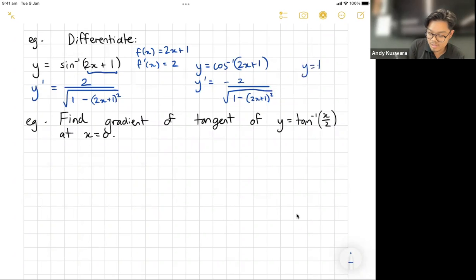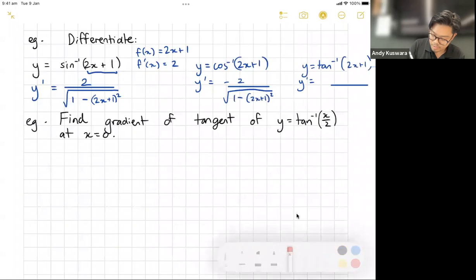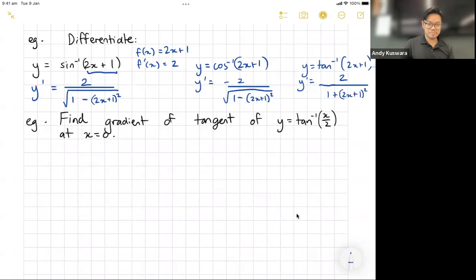Tan inverse of 2x plus 1. Now, tan means you're not going to have the square root on the bottom, and it's going to be plus. So in this case, you're going to have our derivative, which is f dash x, which is 2, all over 1 plus 2x plus 1 squared. Didn't plan to give you all those, but I did.